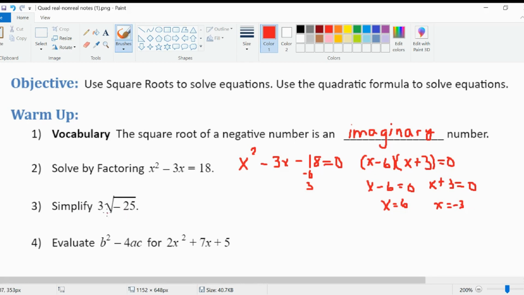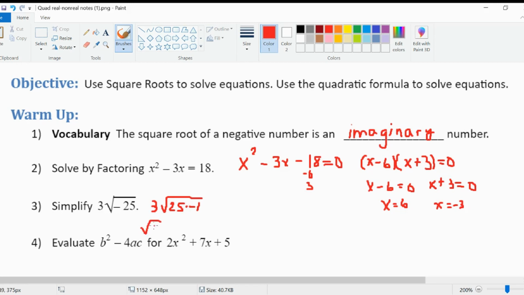Number 3, simplify 3 times the root of negative 25. So here's where we have a root of negative 25 where we used to not be able to find roots of negatives. But now we've got these imaginary numbers that we can use. The idea is that every negative number is going to have a factor of negative 1. So when we break up this negative 25, we're going to think of it as 25 and we're going to think of it as negative 1. So those two numbers are factors of negative 25.